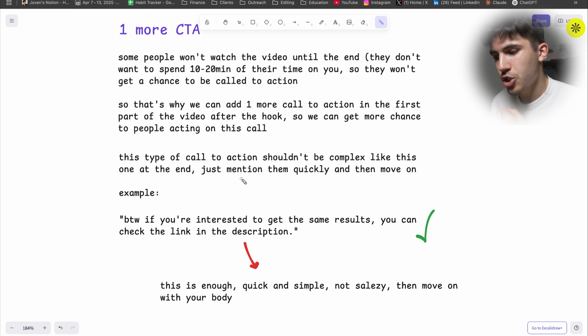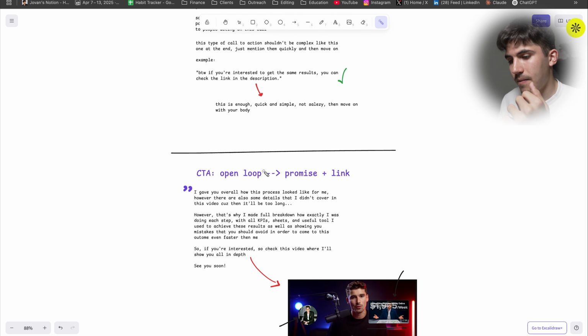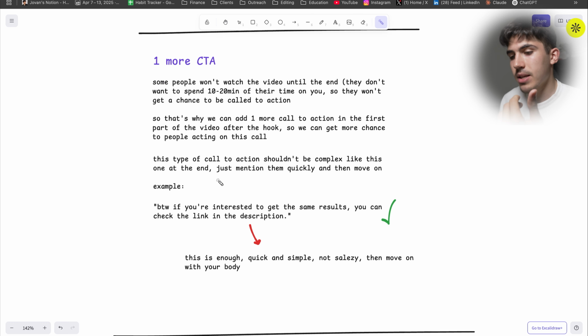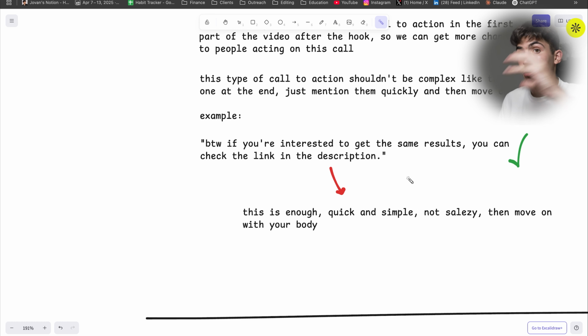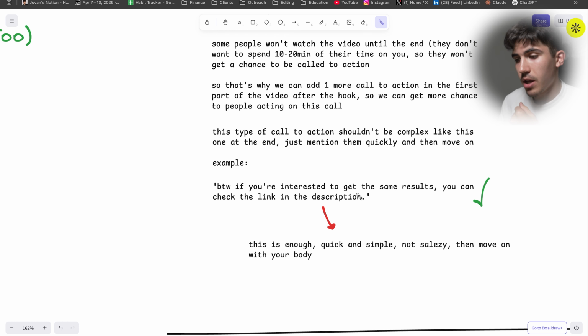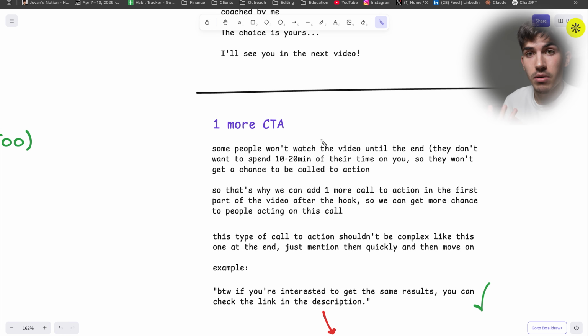This type of call to action shouldn't be complex like this one, for example. However, we can say something like this: by the way, if you're interested to get the same results as me, you can check the link in the description, and then you move on. This is a great way to increase the chance of people clicking on this link.